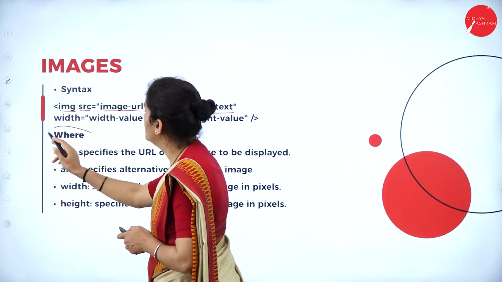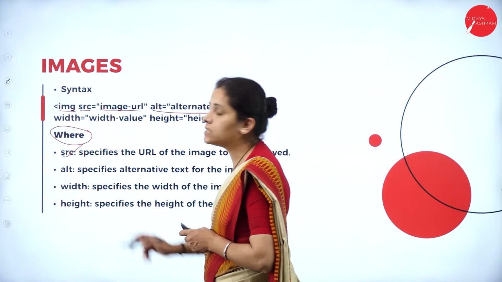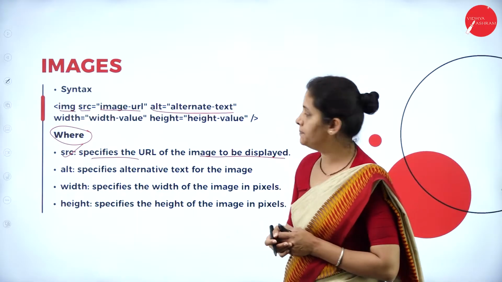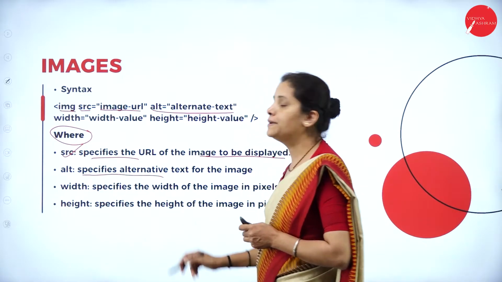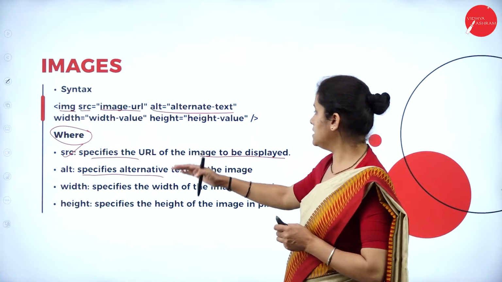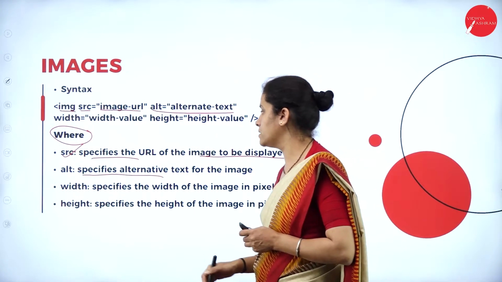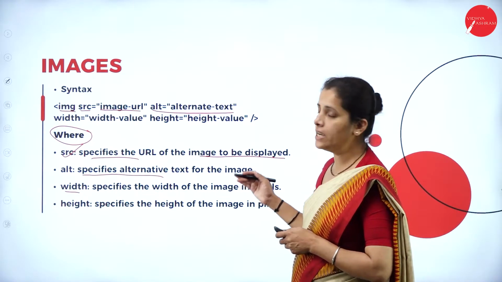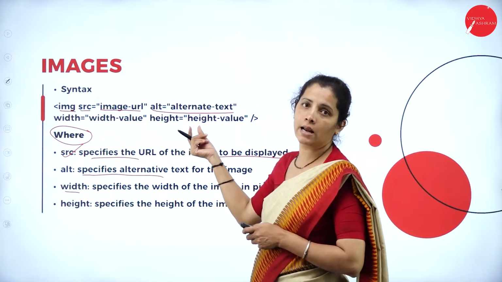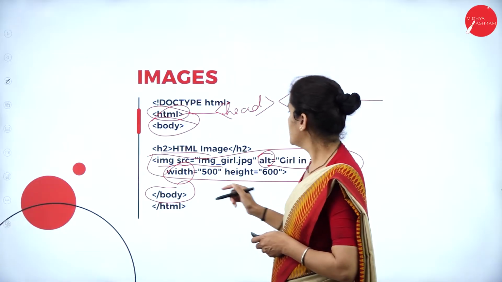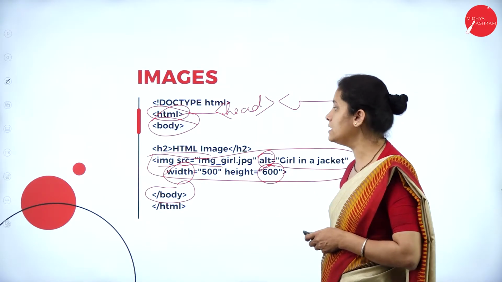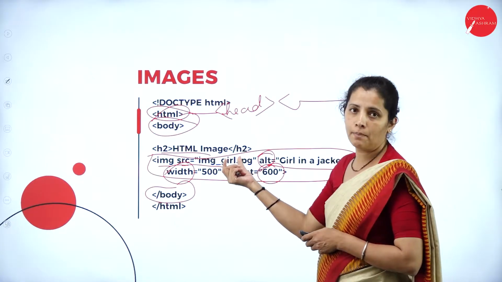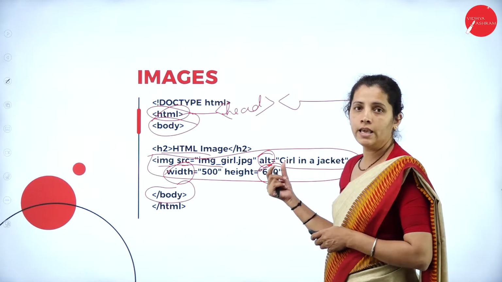So here, see the attributes: src is nothing but it specifies the URL of the image to be displayed. Next, alt specifies the alternative text if the image is not found or not present. Width specifies the width of the image in pixels, and height specifies the height of the image in pixels. So here width and height are represented in the form of pixels. See here, 600 is nothing but 600 pixels, whereas width is nothing but 500 pixels. This is a simple example of how to include images in the program.